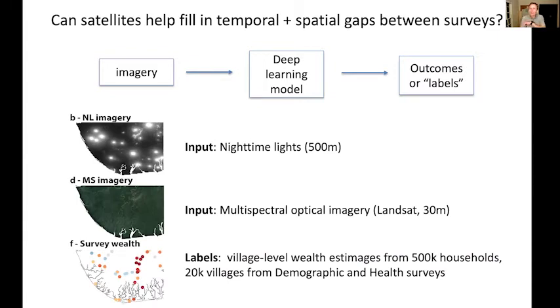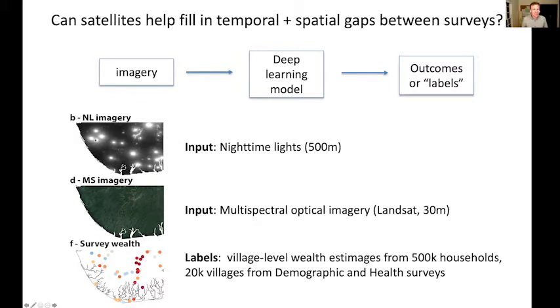And we're going to use various types of satellite images to try to make progress here. We're going to use nighttime lights images, which I assume most folks are familiar with. We're going to use multispectral daytime imagery. In this study I'll show you here, we're using Landsat. We can use higher resolution imagery. I can show you some results on that.